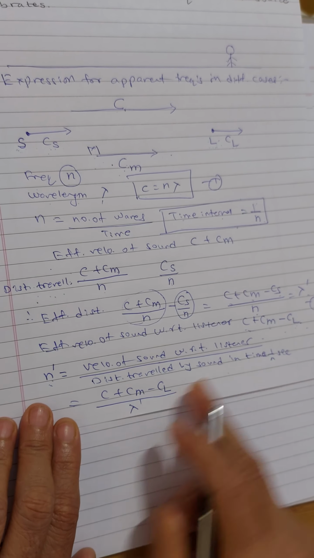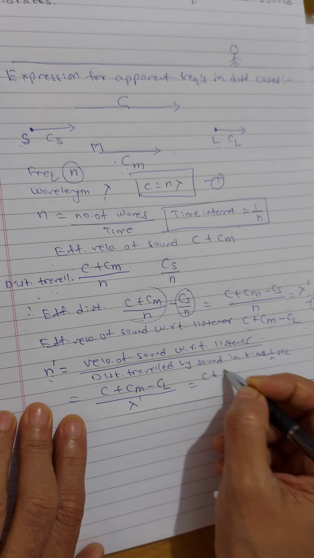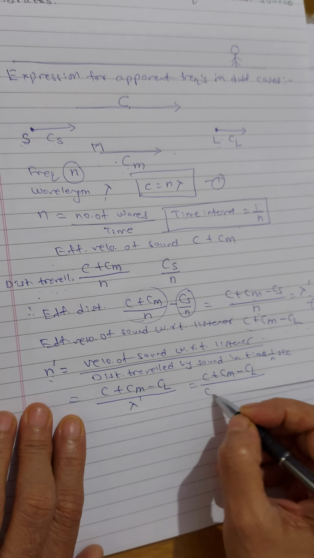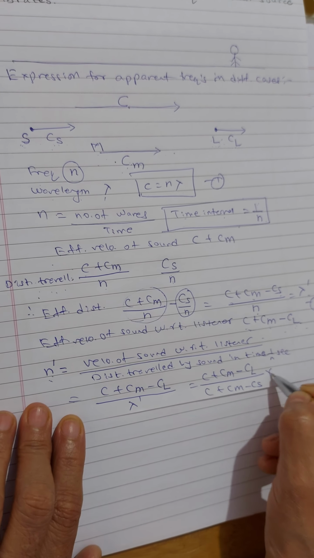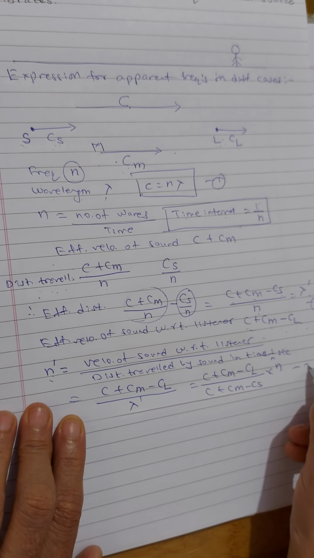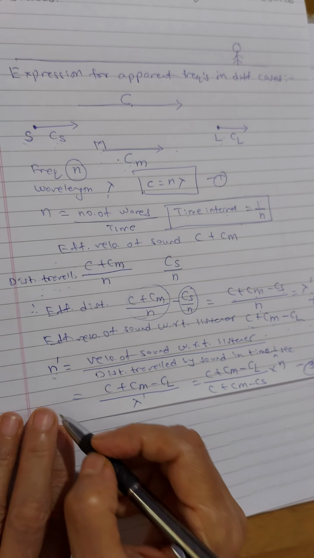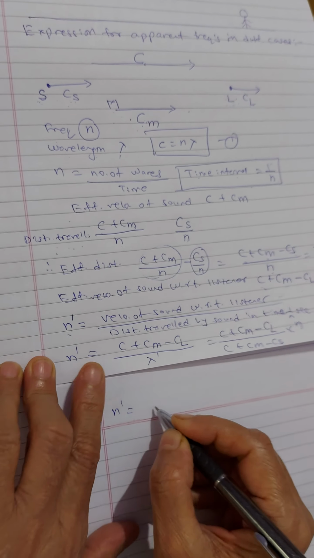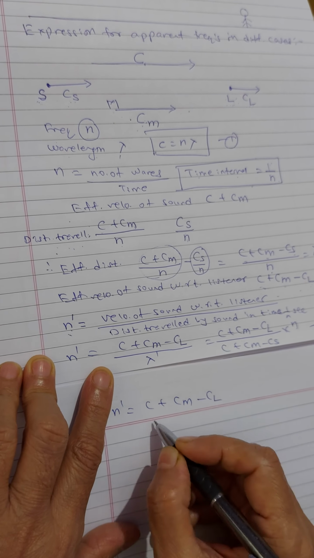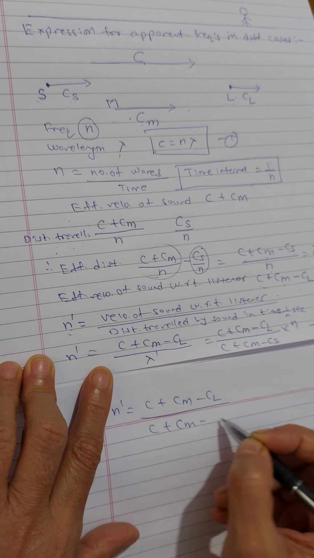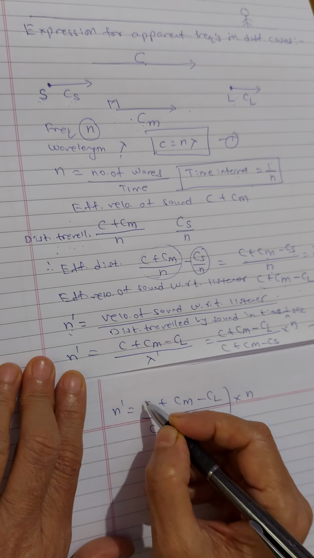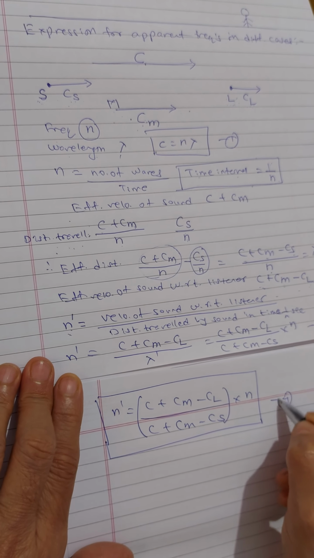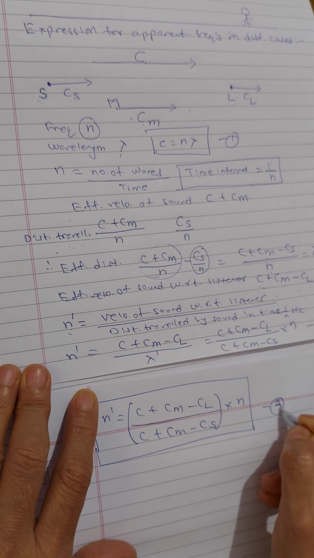Okay, now substitute the value of lambda dash from equation number 2. So what will I write over here? C plus Cm minus Cl divided by lambda dash. So I'll put this value over here, C plus Cm minus Cs into N. This N will go up. Okay, so this is my equation number 3. Correct? So I got the expression for N dash. I'll write it again over here and say the expression for N dash will be C plus Cm minus Cl divided by C plus Cm minus Cs into N. So this is the expression I got for N dash and N. This is equation number 4, or the same 3, because nothing has changed over here.